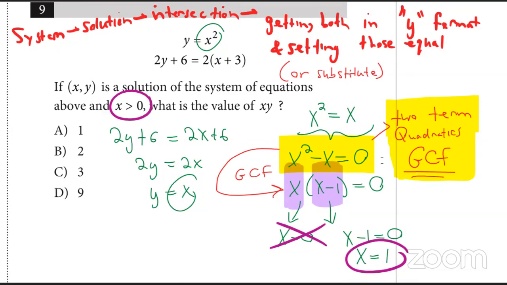So back to solving now. We know that x is 1. We'll plug it into maybe the easier of the two equations. y equals x squared. So y equals 1 squared. And therefore, y equals 1.